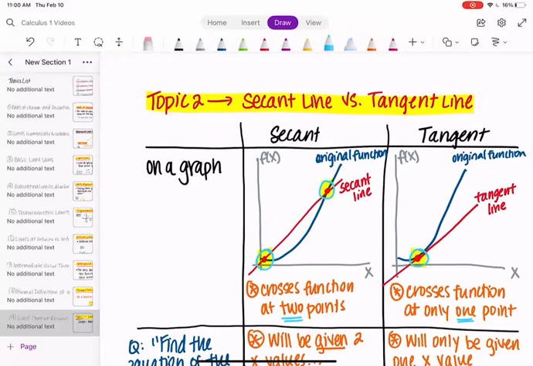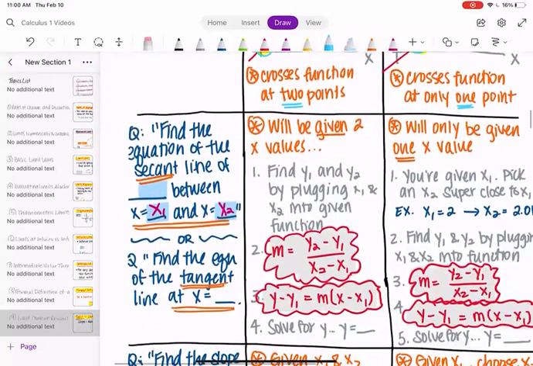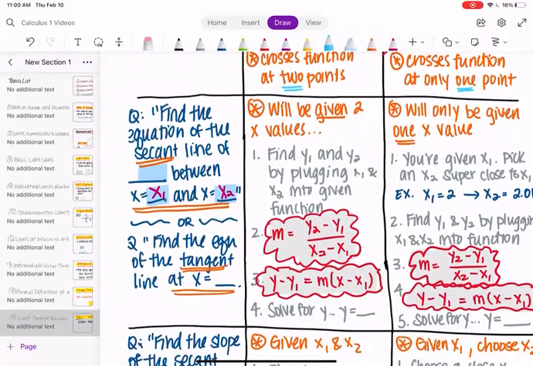So that's the graphical definition of it, right? If the question tells you to find the equation of the secant line or the equation of the tangent line, the questions will be built differently. A secant line is inherently used with 2 x values, so the question will state, find the equation of the secant line of some function between these 2 x values. Whereas a tangent line question will say, find the equation of a tangent line at this 1 x value, right?